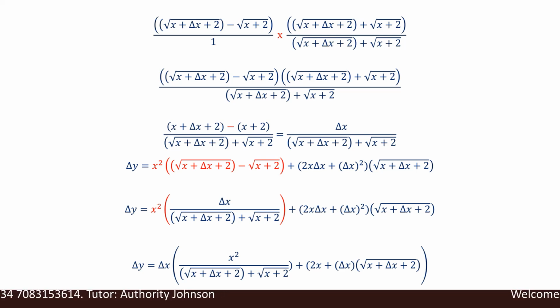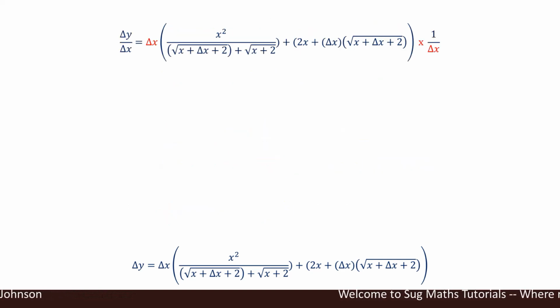Right? Yes. So from here now, we are going to multiply both sides by 1 all over change in x. Multiply both sides by 1 all over change in x. So when we do so, we are going to have change in y all over change in x is equal to change in x, open bracket, x squared all over square root of x plus change in x plus 2 plus square root of x plus 2, plus the other side, we have 2x plus change in x in bracket multiplied by square root of x plus change in x plus 2, all this in bracket, times 1 all over change in x.